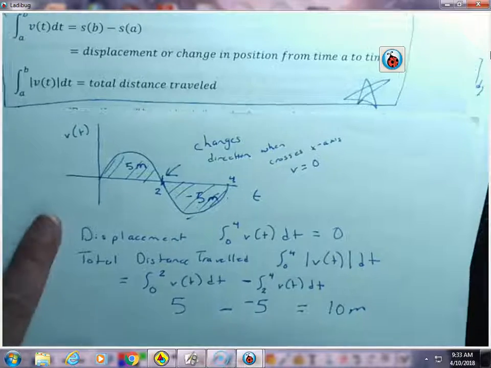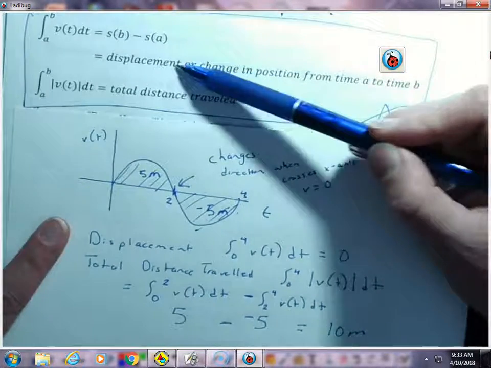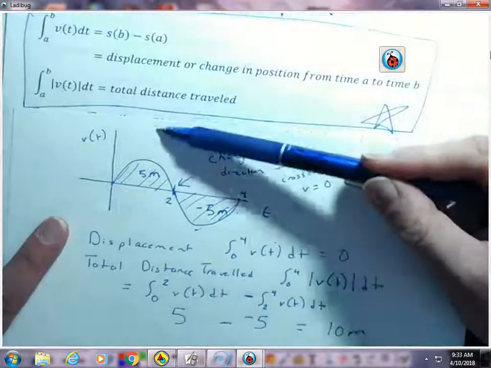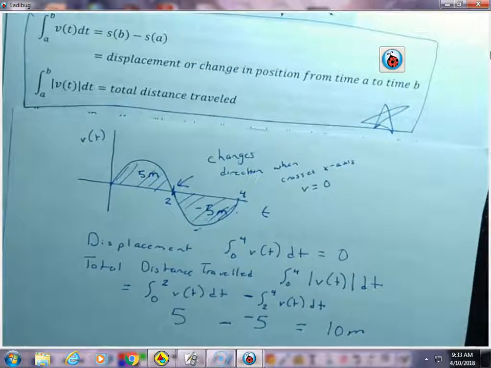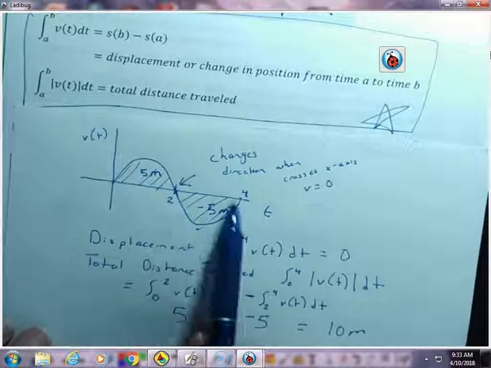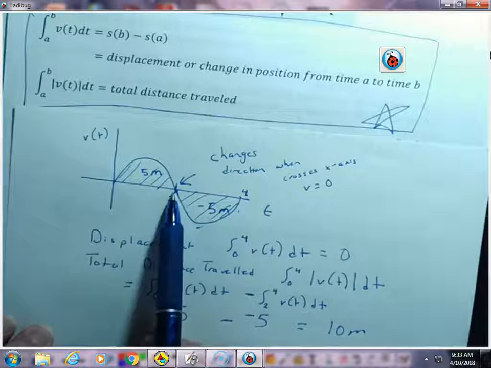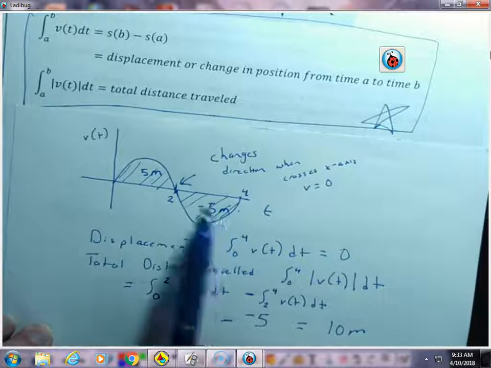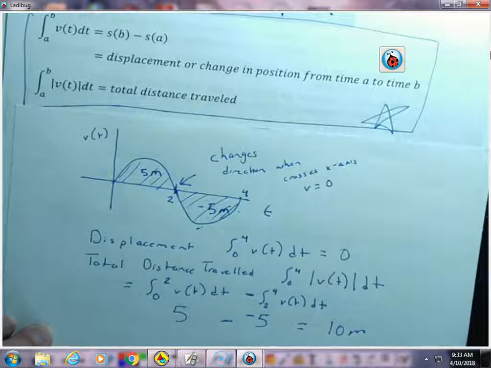So the key thing is going to be if they ask you for displacement, all you have to do is integrate the function. If they ask you for distance traveled, you're going to have to integrate the absolute value of the function so that you're adding it up whether it's positive or negative. And if you're doing it by hand, in order to know where to split it, you're going to have to know where the velocity is 0 so that you know which part is above and which part is below. You're going to have to do a sign chart. Okay, how are we doing so far?